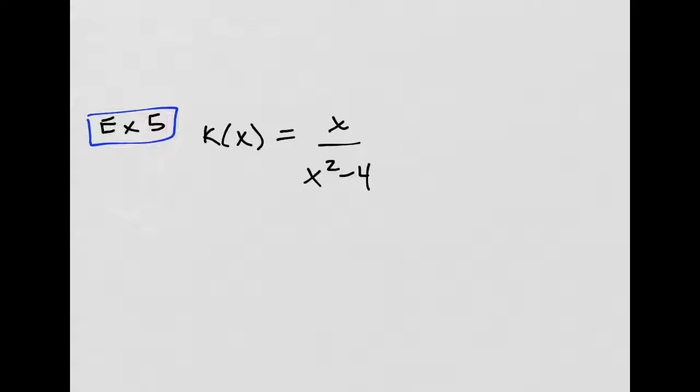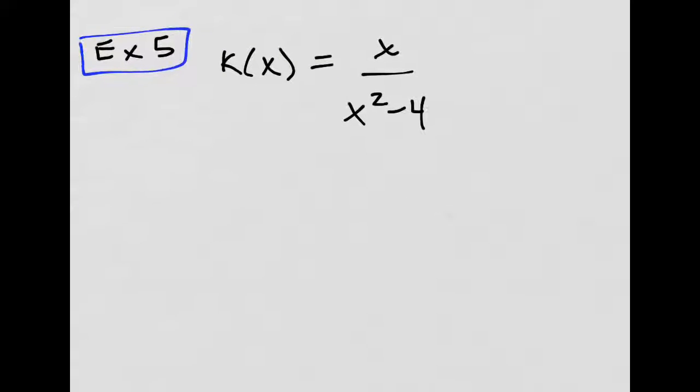These have the same instructions as the last one. Find the extrema, find the intervals of increasing and decreasing for the function. So, first thing I'm going to do is find critical points. Where is my derivative equal to 0, and where is it undefined?